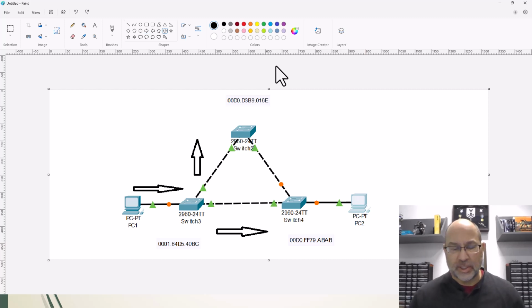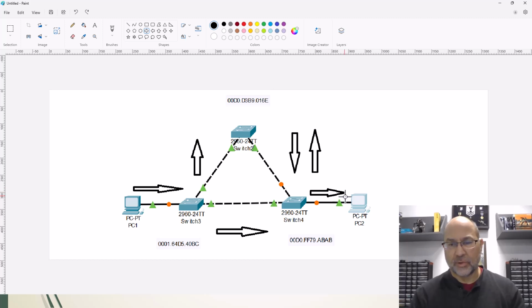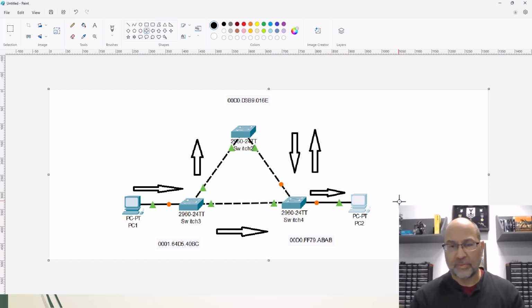So switch 2 says that's a broadcast frame. I need to send that out all ports except for the one that it came in on, and it sends it down to switch 4. But in the meantime, switch 4 has also gotten this particular copy of the broadcast frame. And it says, oh, that's a broadcast frame. Let me forward that out all ports except for the one that it came in on. So it sends it up to switch 2, but also to PC2. All right, so it goes over here. Now the PC2 thing we don't really care about.